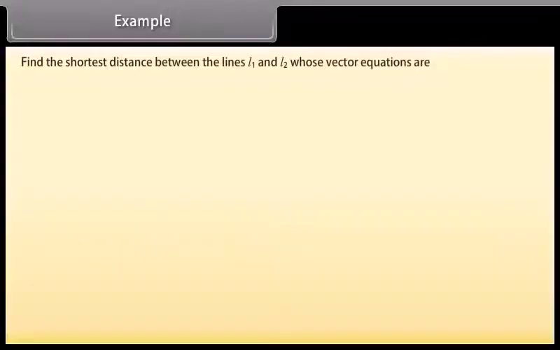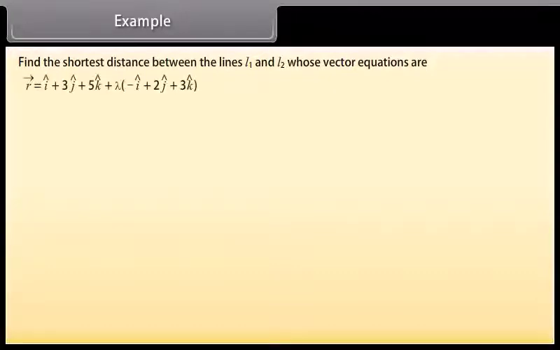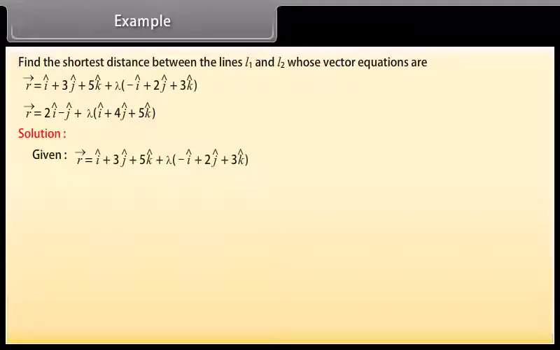Example. Find the shortest distance between the lines L1 and L2 whose vector equations are vector R equals cap I plus 3 cap j plus 5 cap k plus lambda times (minus cap I plus 2 cap j plus 3 cap k), and vector R equals 2 cap I minus cap j plus mu times (cap I plus 4 cap j plus 5 cap k). Solution. Given the same two equations.